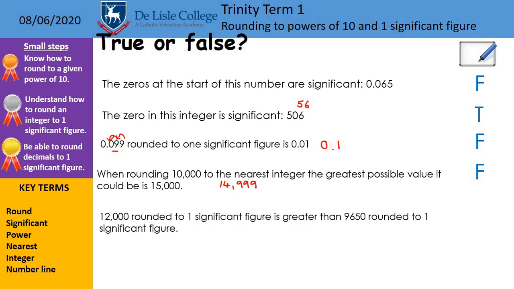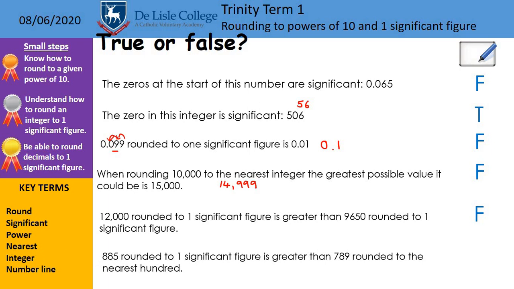12,000 rounded to one significant figure is greater than 9,650 rounded to one significant figure. False, they'd actually both be the same. You get 10,000 for both. And then 885 rounded to one significant figure is greater than 789 rounded to one significant figure. True, because here you'd get 900 and here you'd get 800.